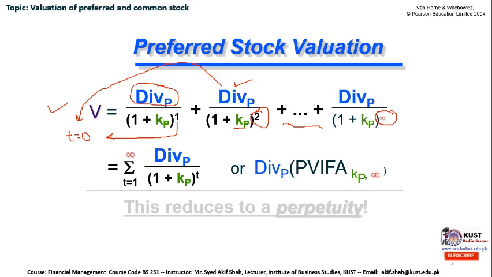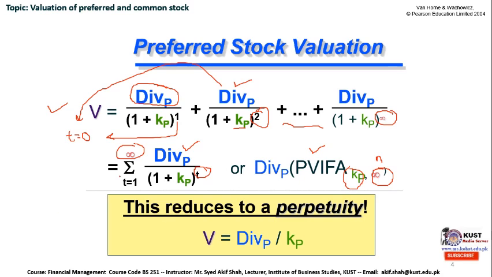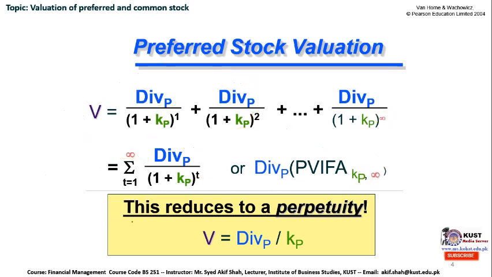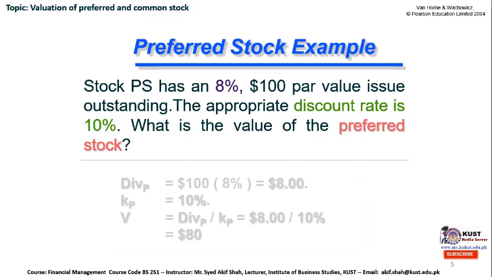We can summarize this formula by writing this summation symbol. It starts from 1 up to infinity, and then to discount the preferred dividend for an infinite time period, which is not possible. Or another way around, we can also use the table method by finding out the present value interest factor for an annuity at a certain discount rate of preferred stock for an infinite time period, which is not possible. So therefore, keeping certain assumptions into consideration, the final formula we derived for calculating the intrinsic value of preferred stock is V is equal to preferred dividend divided by the discount rate for preferred stocks. Let's take an example to understand this formula.